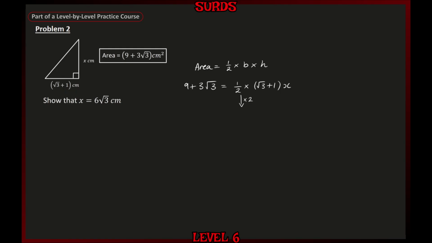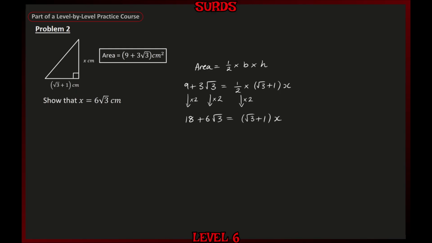So if we times the right-hand side by 2, we need to make sure that we times everything on the left by 2. When you multiply, you have to multiply every term in the equation. So on the left, we have 9 times 2, which gives us 18. 3 root 3 multiplied by 2 is plus 6 root 3. And that's equal to, and our half has disappeared, so we just have root 3 plus 1 x.